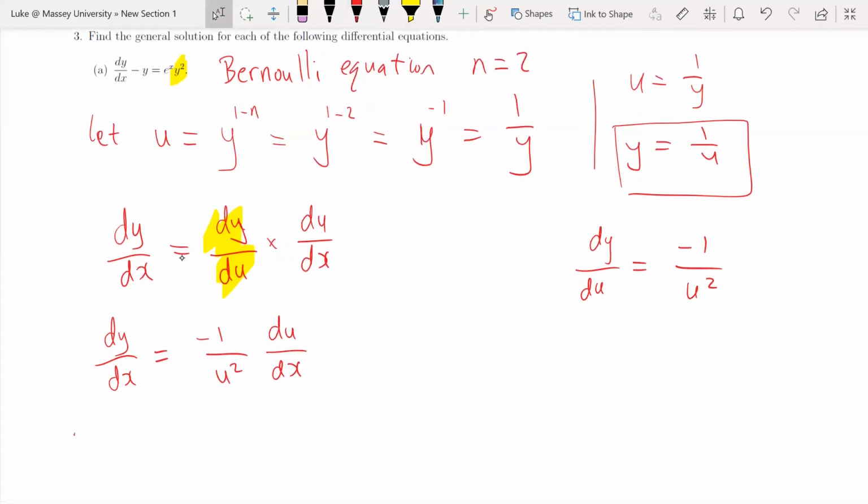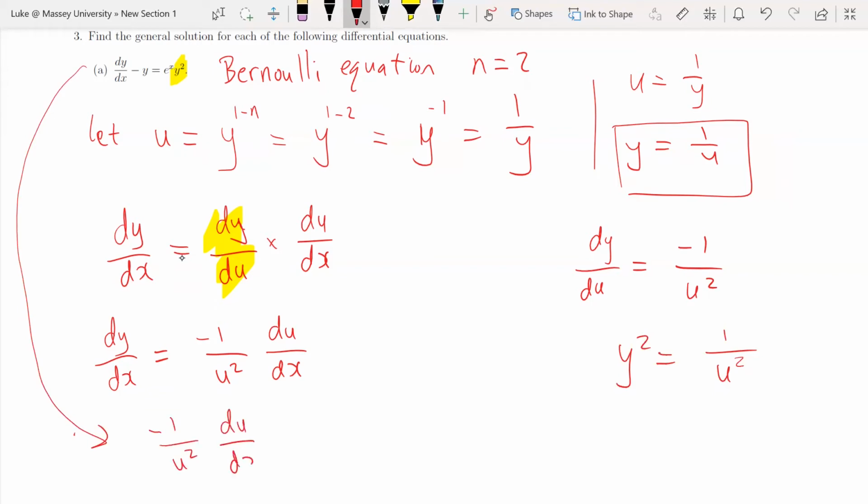Wherever I see a y, I can replace it with a 1 over u. And wherever I see a y squared, I can replace it with a 1 over u to the power of 2, sorry. Okay, so let's rewrite our equation now in terms of u. So dy by dx, I'm going to replace that with negative 1 over u squared du by dx minus y, so minus 1 over u equals e to the x times y squared, so times 1 over u squared.